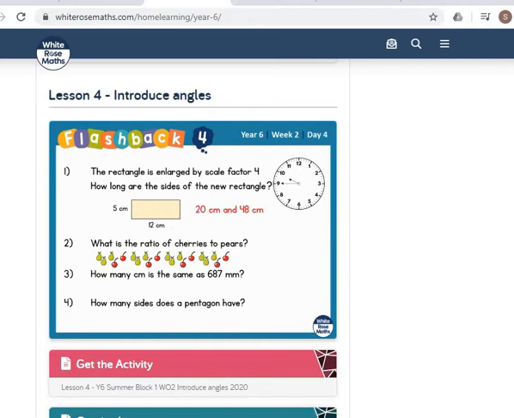Number 2. What is the ratio of cherries to pears? I can see for every 3 pears, there are 2 cherries. So the ratio of cherries to pears would be, for every 2 cherries, there are 3 pears. How many centimeters is the same as 687 millimeters? If I know that 10 millimeters are the same as 1 centimeter, in order to work this out, I might divide it by 10. So it would be 68.7 centimeters. How many sides does the pentagon have? It has 5 sides. And the time on the clock is 9:45.